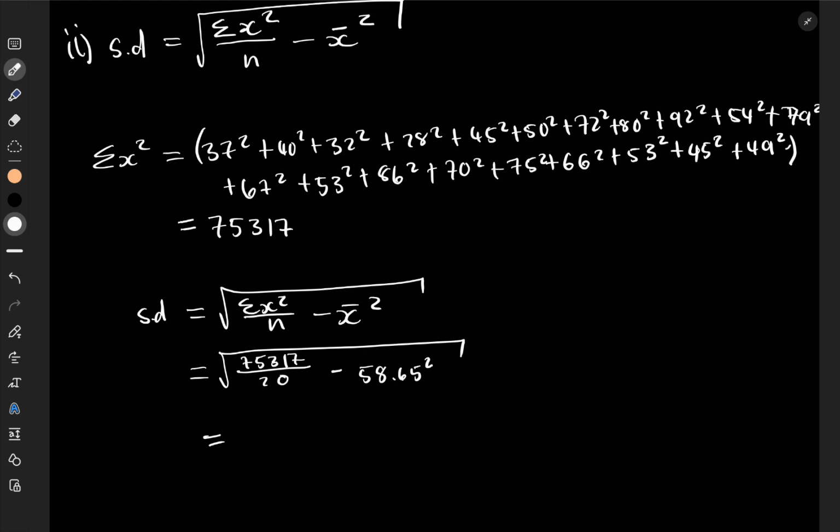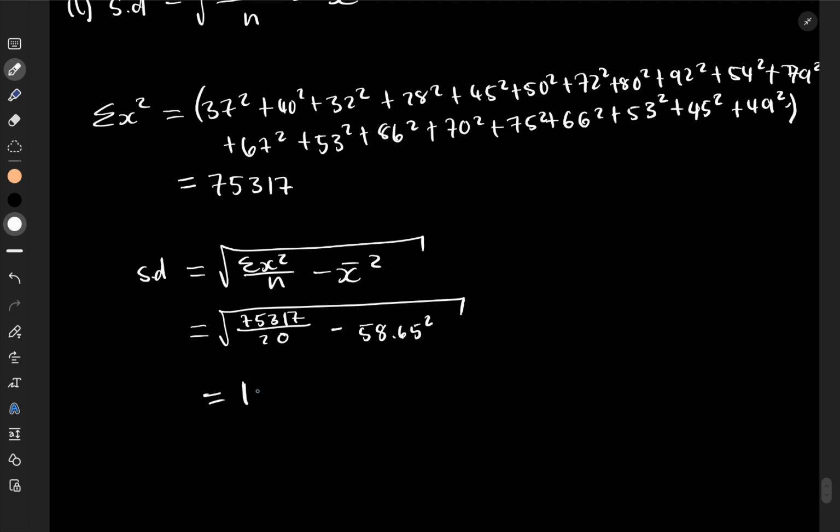Let's try again. Sorry, 75,317 divided by 20. Then minus 58.65 squared. Yes, I'll get 326, it's true. I was just confirming. Then I'll take the square root of the answer, which is 18. So here I got my standard deviation as 18.056, which I'll round off to 18.1 to 3 SF. This is my standard deviation, and I am done.